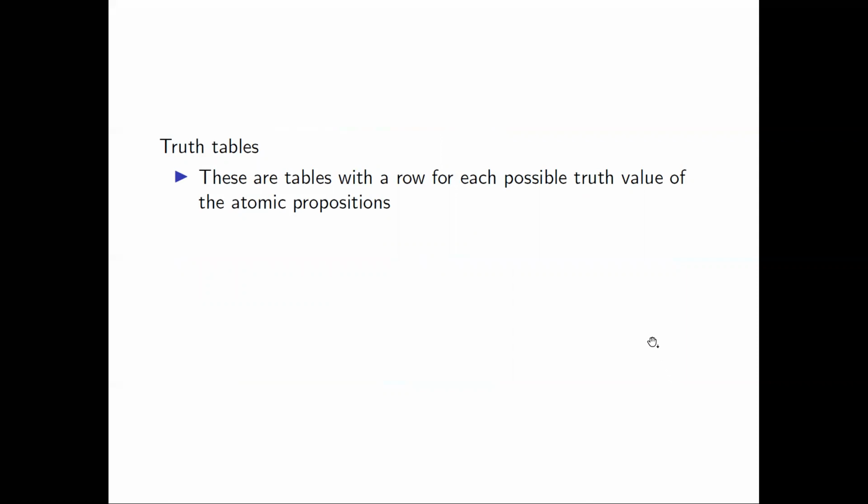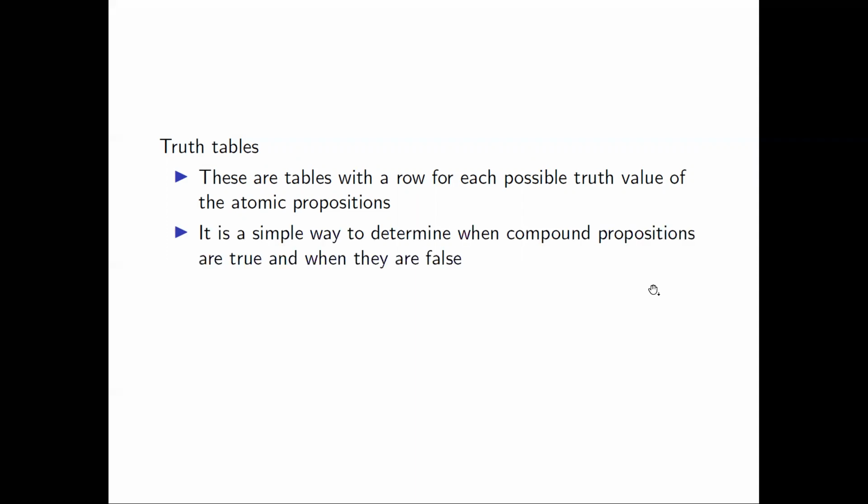So we're almost to the end of this video, but we have one last topic to consider, and this topic is a very useful method for reasoning about propositions. And this method is the use of truth tables. So truth tables are just tables where we have a row for each possible truth value of the atomic propositions. And we build the propositions that we are trying to consider in the truth table. So we build it from the atoms. And these truth tables are a useful and simple way to determine when compound propositions are true and when they are false. And when I use the word when here, I mean for which truth values of the atomic propositions are the compound propositions going to be true or false.